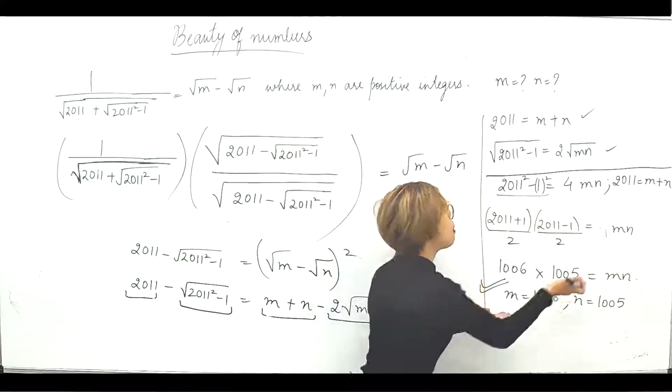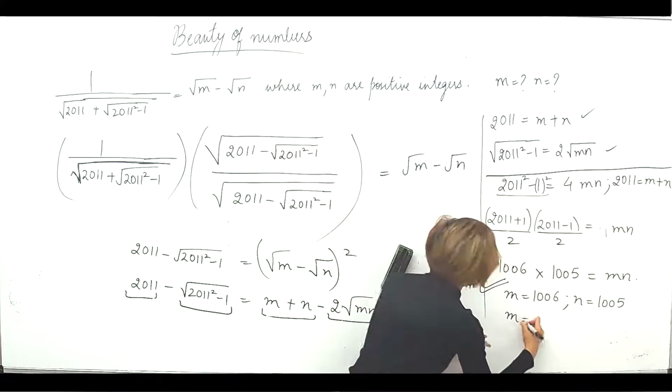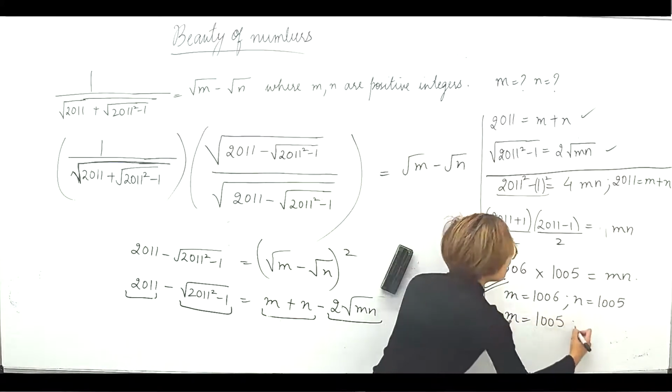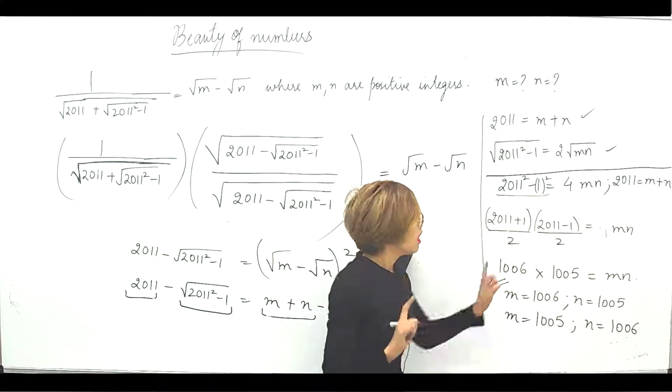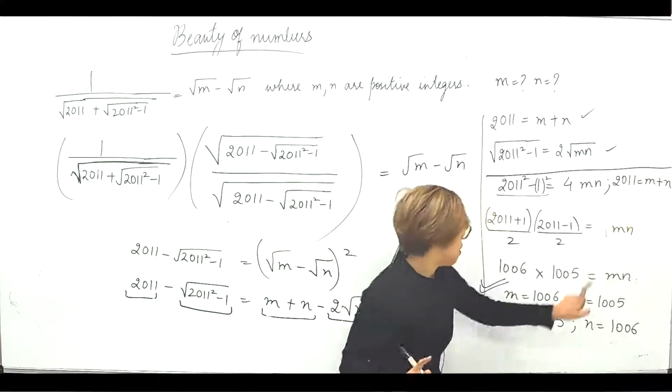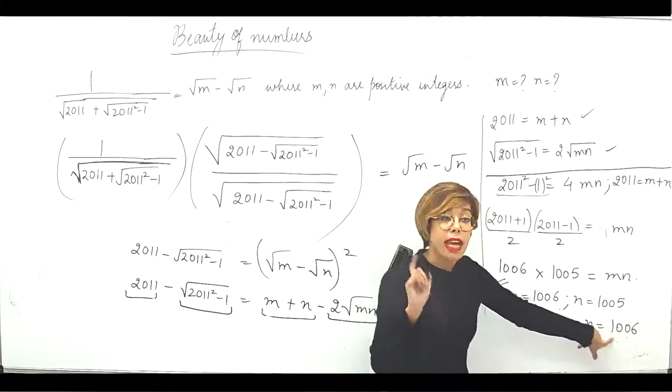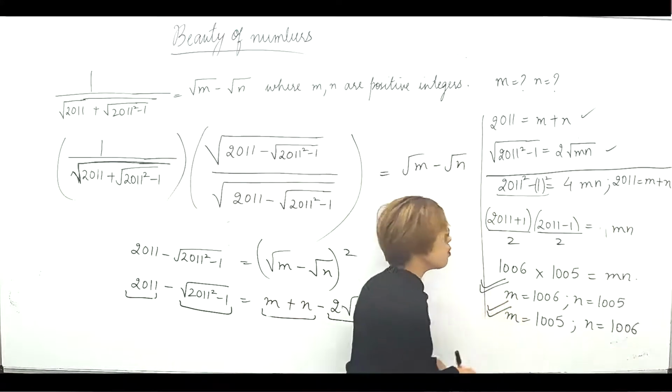अच्छा अब तुम बोलोगे मैम आप m को 1005 क्यों नहीं ले रहे? Absolutely right. I should take it. Right? That means n should be 1006. Now check the other equation. m plus n should be 2011, which will be satisfied. That means this is another such solution.